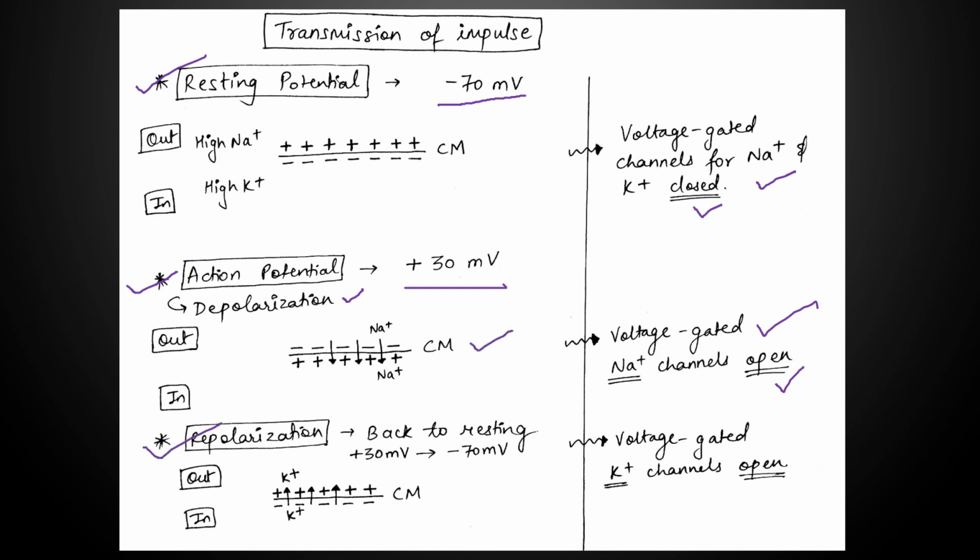Next is repolarization. That means getting the membrane potential and getting the neuron back to the resting position. This is when the signal has already been transmitted. So here the plus 30 millivolts situation should change to minus 70 millivolts. And this happens when the voltage gated potassium channels get opened. So this is when we are going to get back to the resting position. That is, the inner side of the membrane will again become negatively charged and the outer side becomes positively charged.